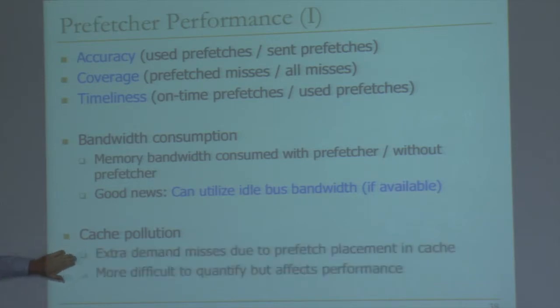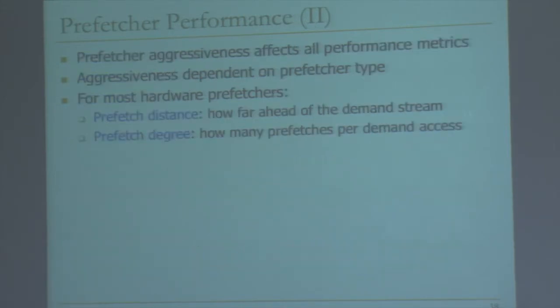Cache pollution is another effect. It's a little bit hard to quantify, but does affect performance. This is basically extra demand misses due to prefetch placement into the cache. Because you're placing prefetches into the cache, you cause extra demand misses. Now there's other things over here, for example, row buffer locality, like row buffer pollution that a cache prefetcher actually causes. So it's good to think about those too.